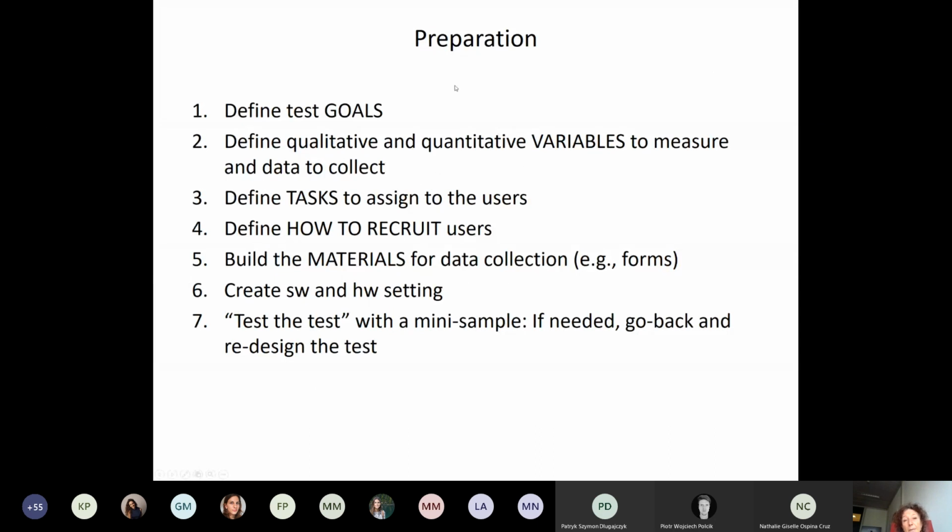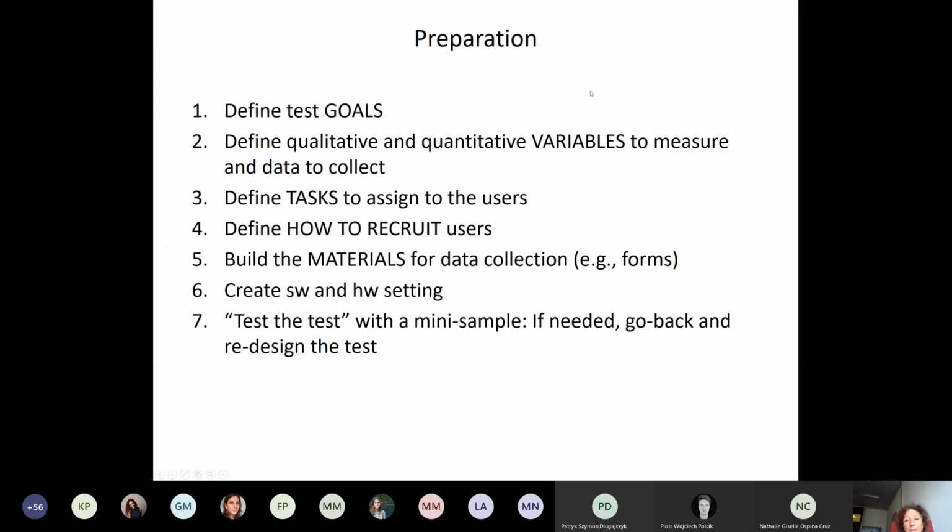An important step in the design of your user test is to define qualitative and quantitative variables. So defining the variable that you want to measure is a fundamental step. But do I want to work on completeness of task, on performance, on time, on satisfaction, on perceived ease of use? That is the first step. What are your research variables?